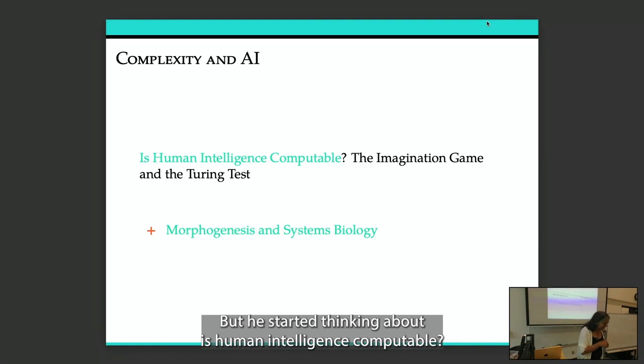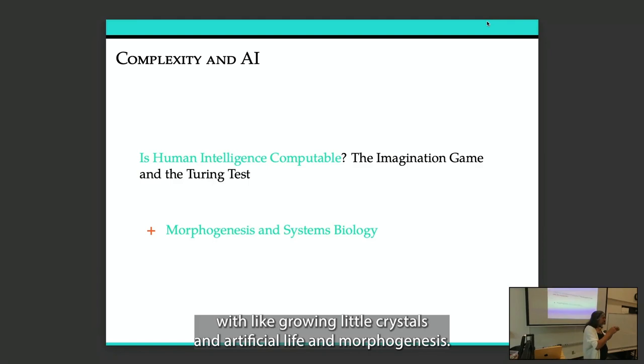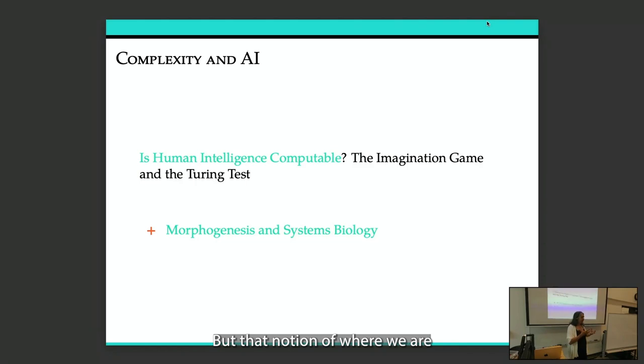But he started thinking about, is human intelligence computable? And also, he started thinking about, is biology a system? He worked with growing little crystals and artificial life and morphogenesis. But that notion is where we are at today with computer science, the idea of human intelligence.